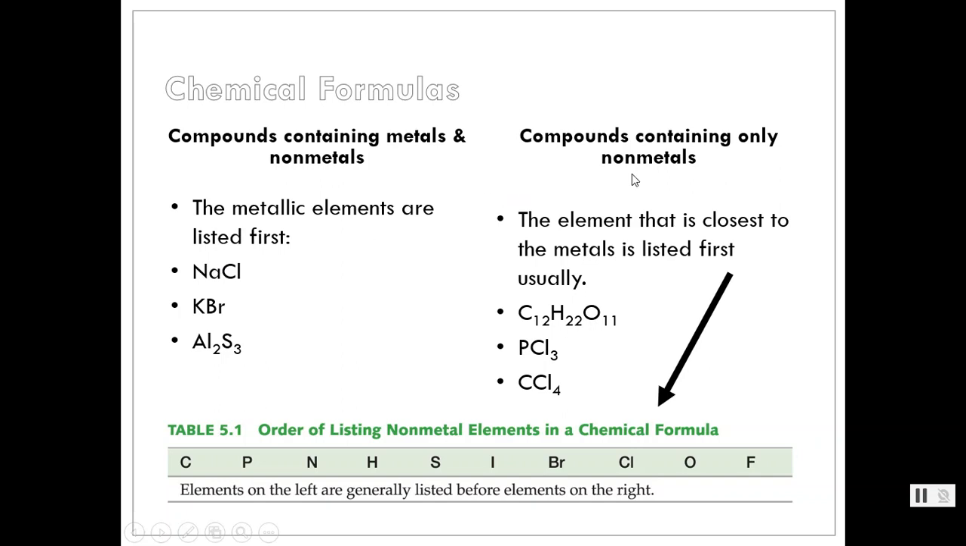For those molecules that only contain nonmetals, if you remember from chapter 3, those are called molecular compounds because they have covalent bonds. If you have a compound that contains only nonmetals, the rule is that the element that is closest to the metal is usually written first. The one exception to that is hydrogen. Because hydrogen is in group 1, you would think hydrogen's written first, but really carbon is. For example, with PCl3, both of these are nonmetals, as seen on the periodic table. Phosphorus is closer to the metals than chlorine, so phosphorus comes first. So for compounds containing only nonmetals, or molecular compounds, the element that is closest to the metals in the periodic table is listed first, usually.